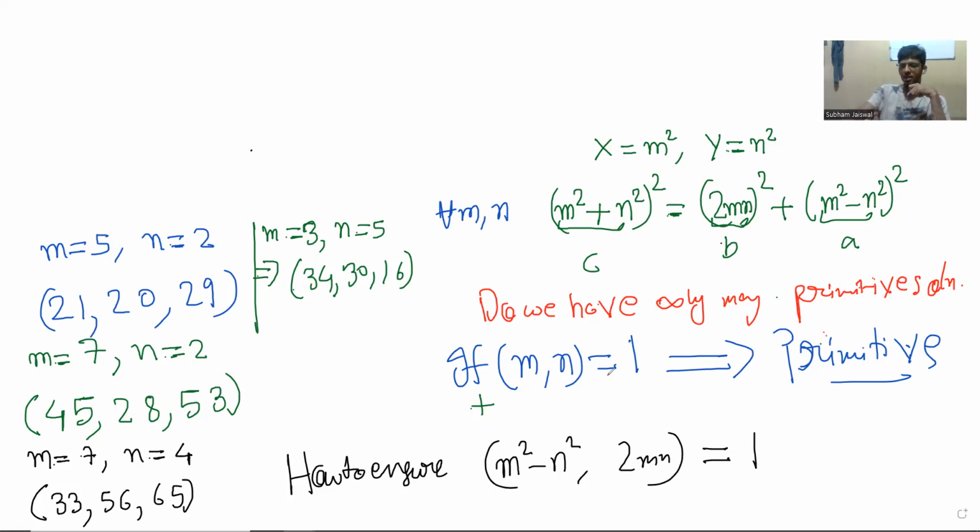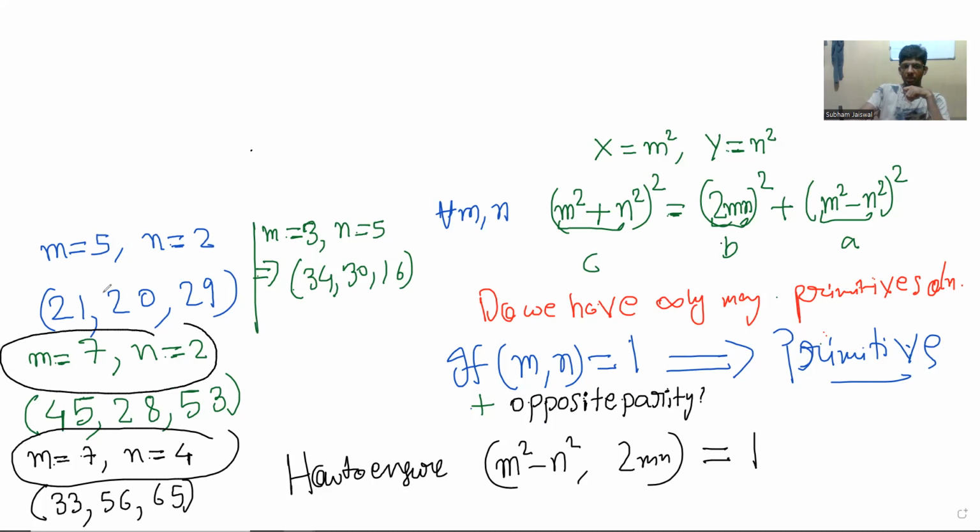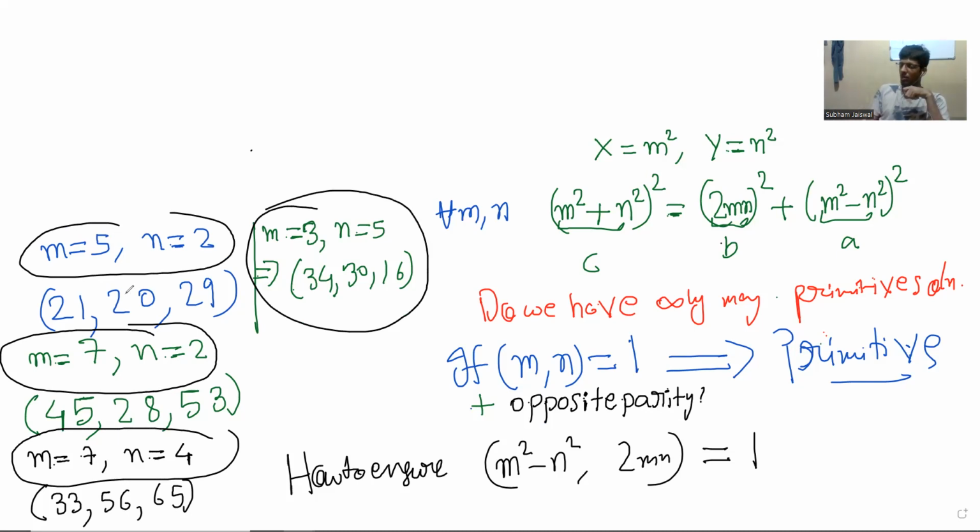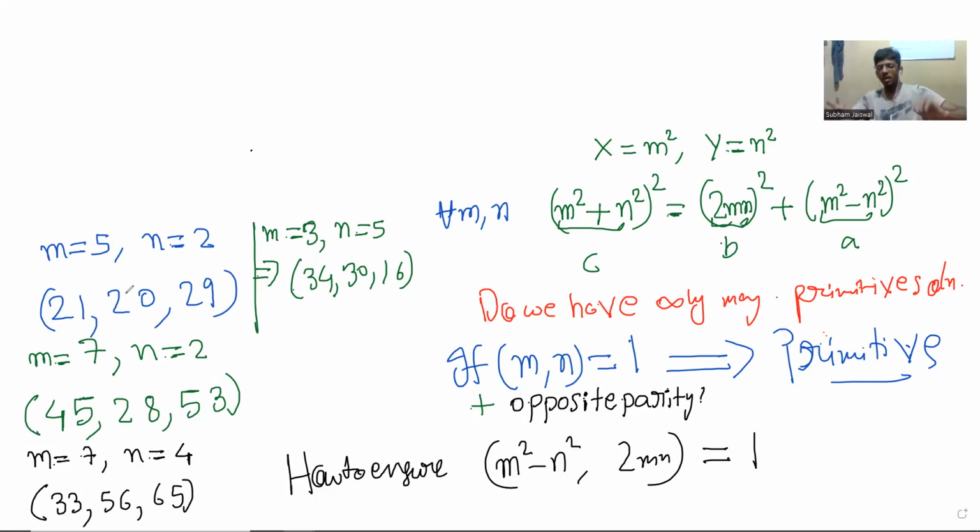Is it also enough to have opposite parity? So this is the added condition: opposite parity. Is it enough if we have these two things? In the 4 and 7 example, we got a primitive one, and they are opposite parity, odd and even. Whenever we got primitive, they are all opposite parity. And when we did not take opposite parity, we did not get primitive. So opposite parity is necessary, but is it also sufficient? That is the question. If you take M and N opposite parity, does it imply that the GCD is 1? Then that just means it's primitive.